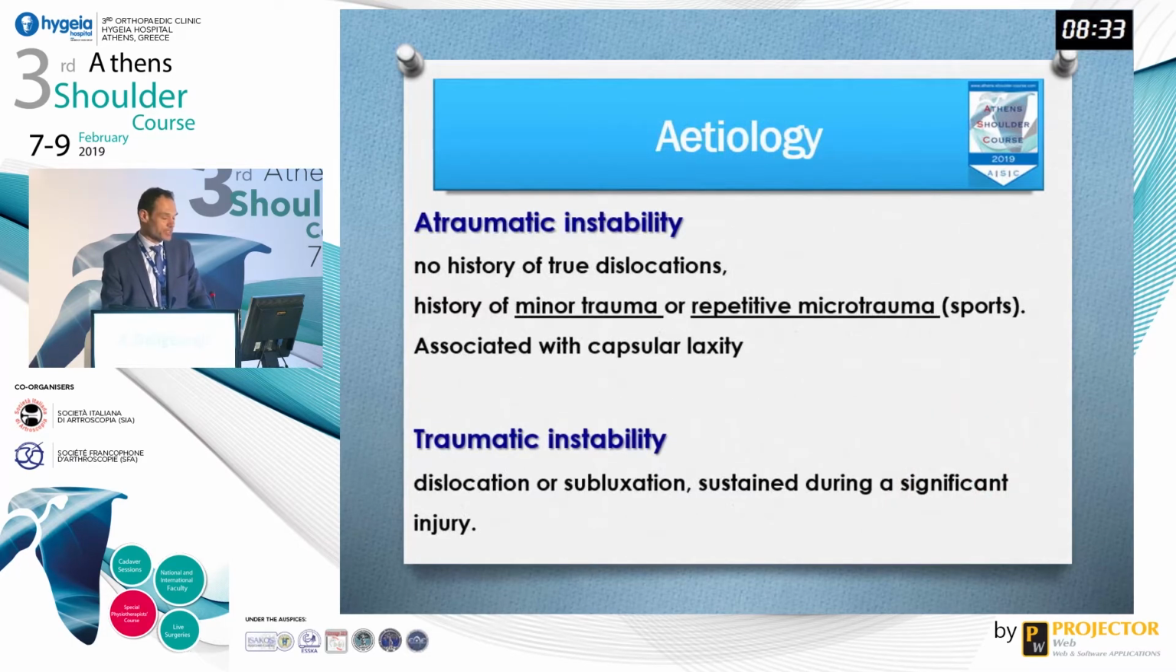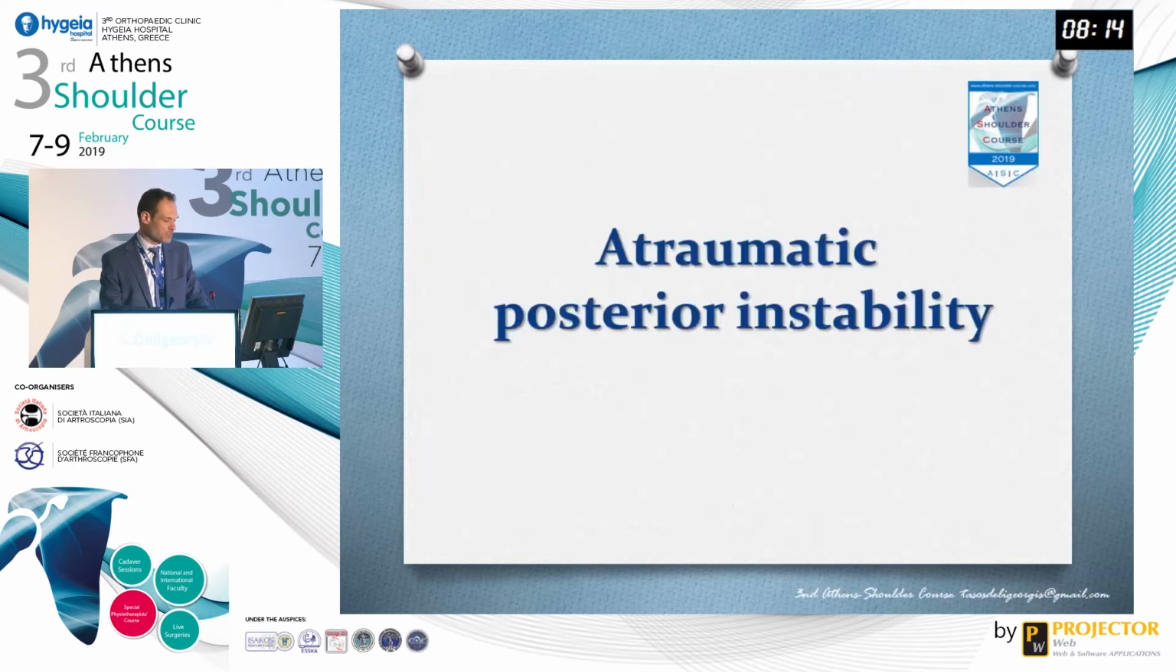So what's the etiology? We've got traumatic and atraumatic posterior instability. The atraumatic instability, usually there's no history of true dislocations, but you have a history of a minor trauma or repetitive microtrauma, and it can be associated with capsular laxity. Traumatic instability usually is a dislocation sustained during a significant injury.